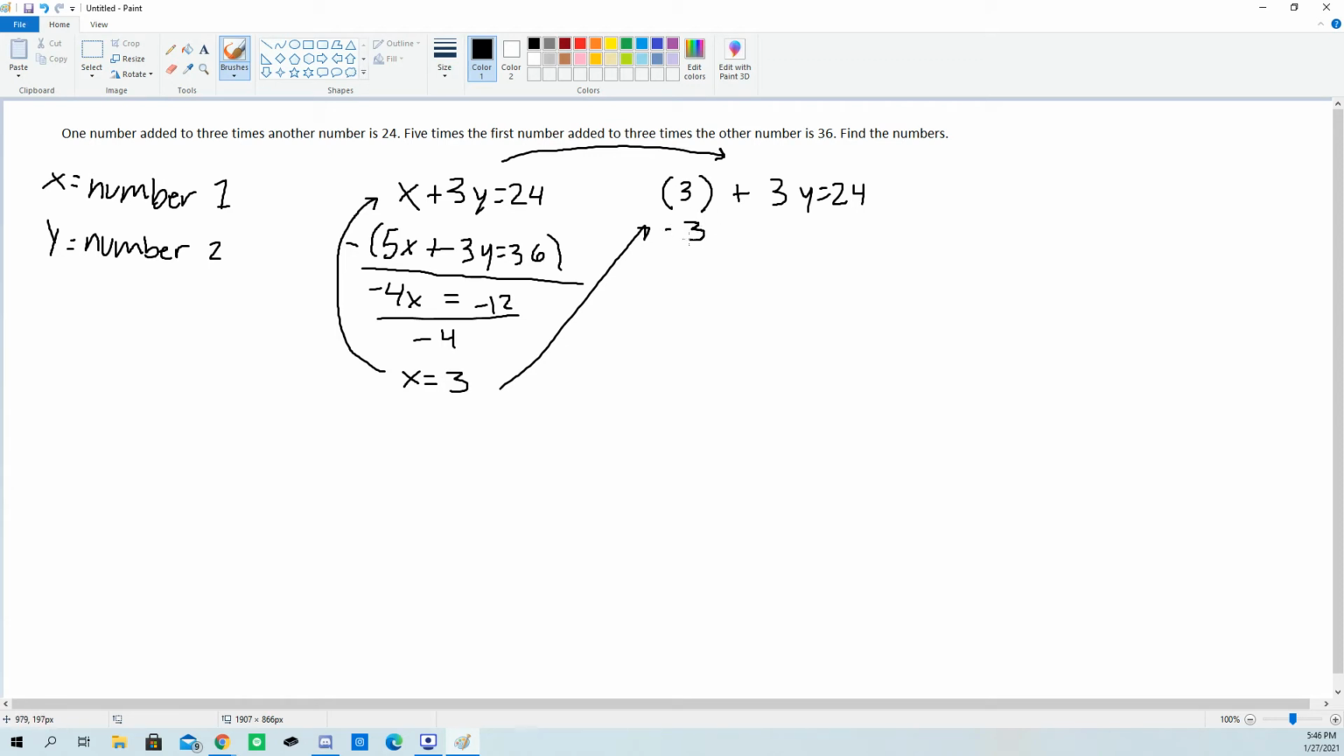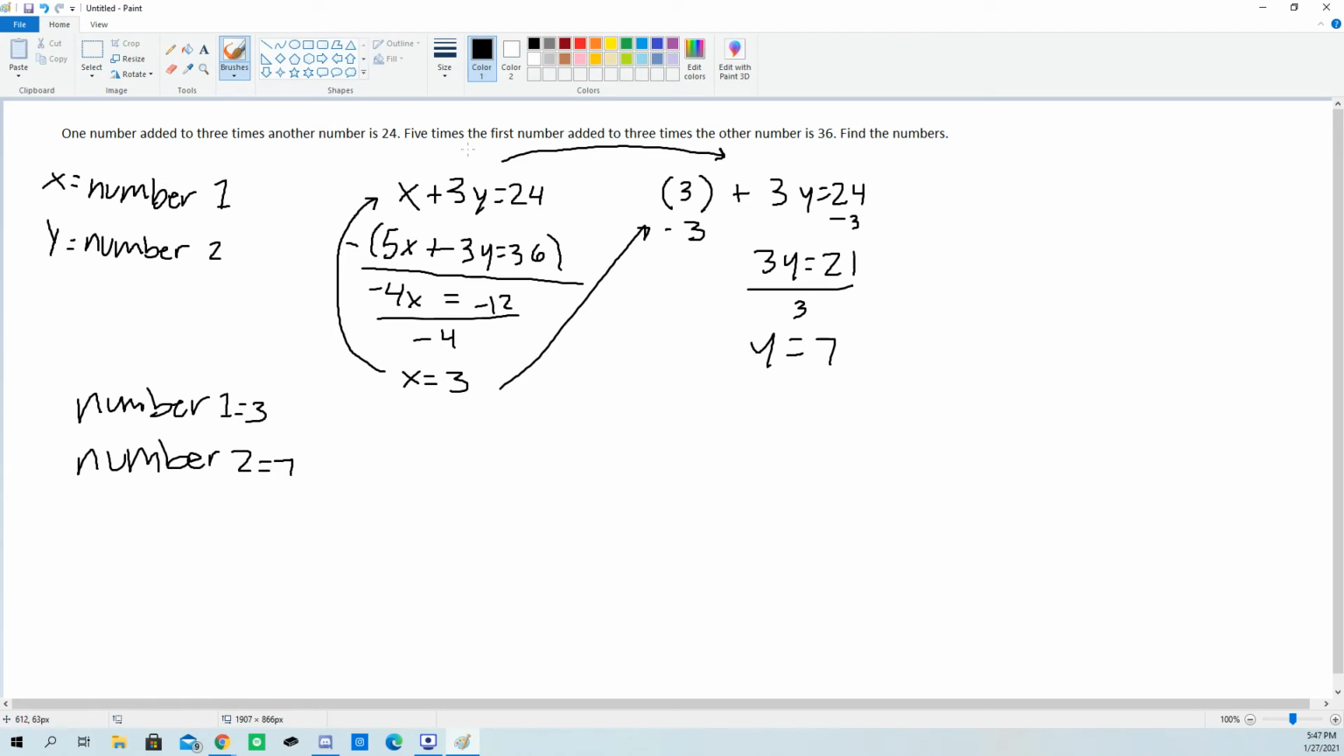So we're going to subtract 3 from both sides. 3y equals 21. Divide by 3. And y equals 7. So find the numbers. Number 1 is 3. And number 2 equals 7.